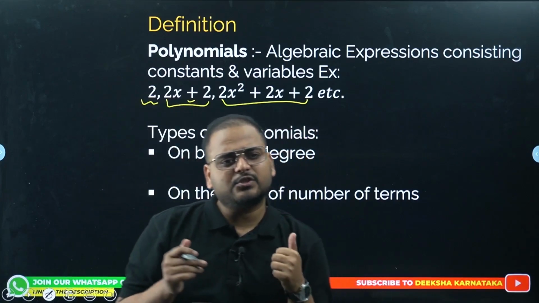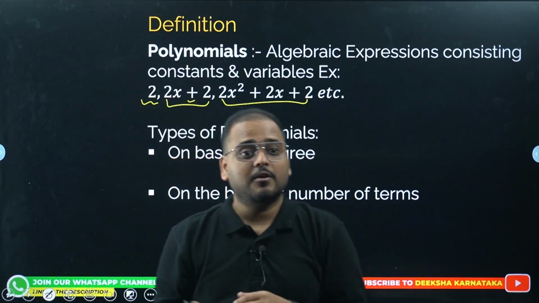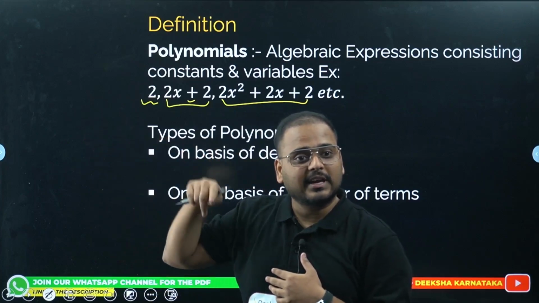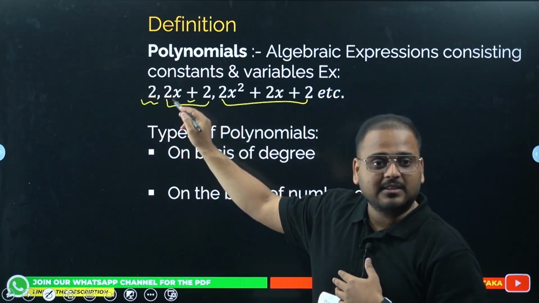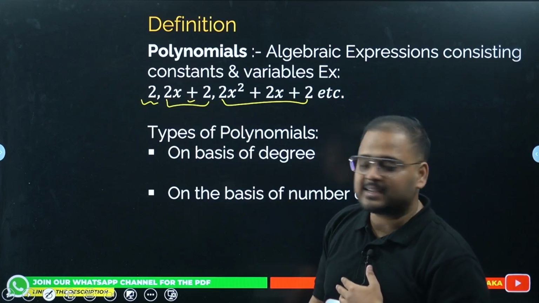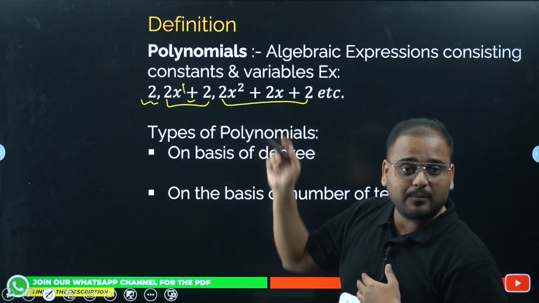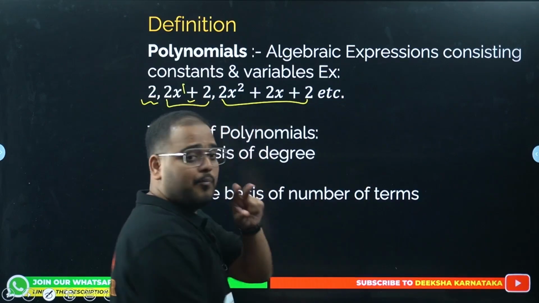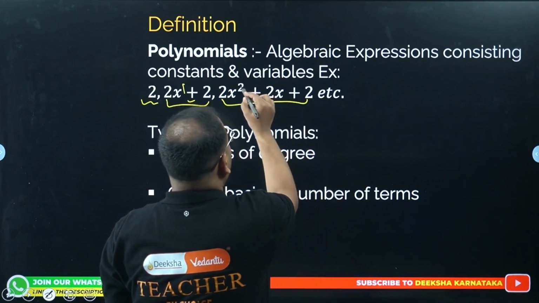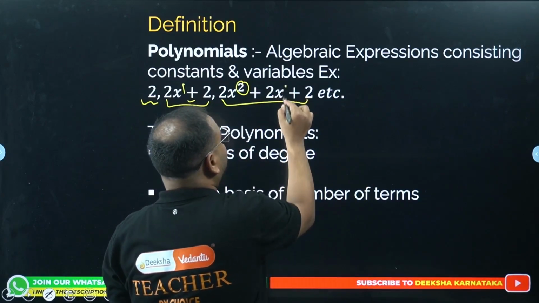Any other type of variations you can see? Yes sir, I can see. First is just a constant term. Second, the degree, the power of the variable x, is only 1, sir. Whereas in this case we have an example where both powers are present, 2x power 2 and 2x power 1.